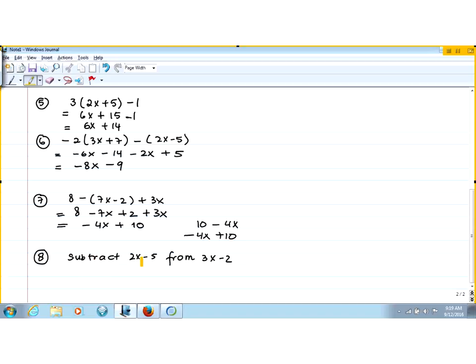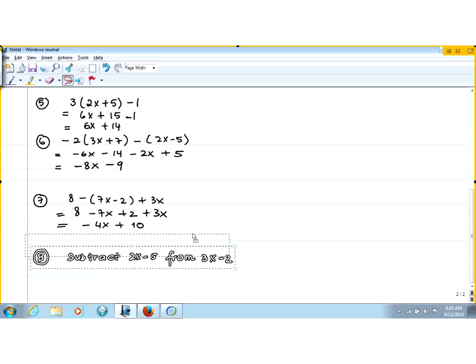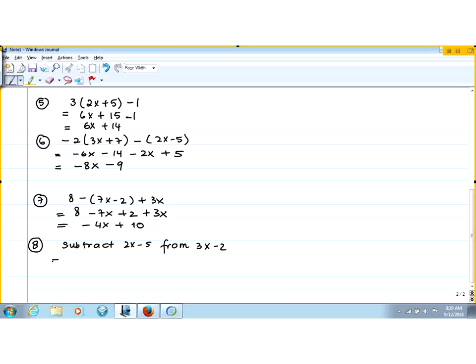Alright, so now this is subtract 2x minus 5 from 3x minus 2. So how am I going to do this? What did you do? But what do you write first? 3x minus 2 minus. Do I write this correctly? No, what am I missing? So the first one, it doesn't matter whether or not I put parentheses, but the second one, it does matter. So this is 3x minus 2.